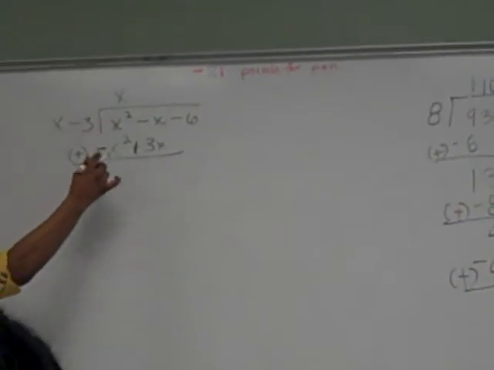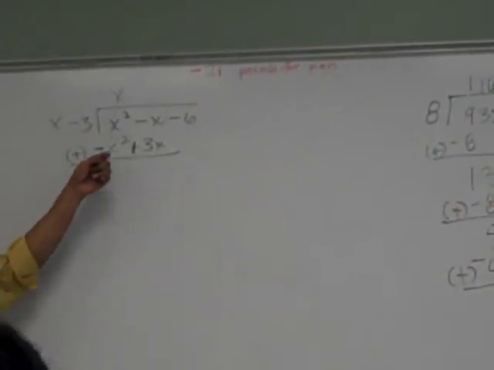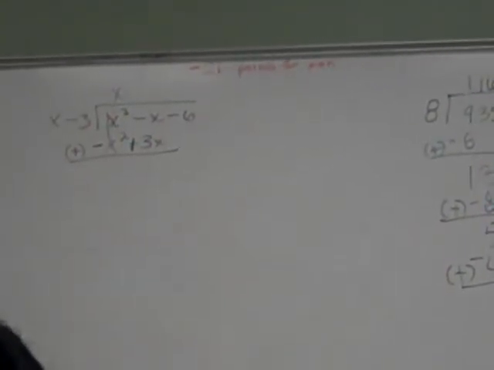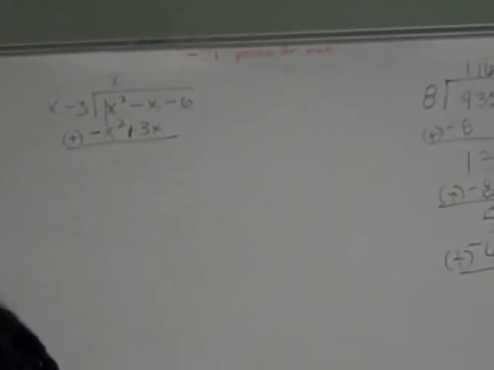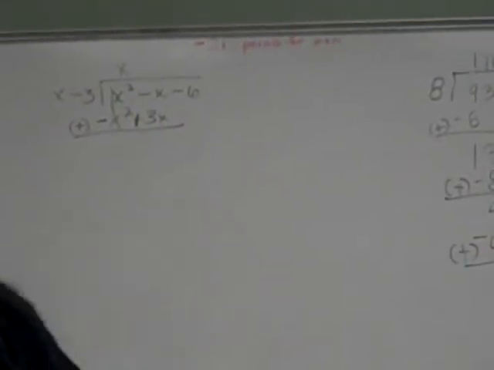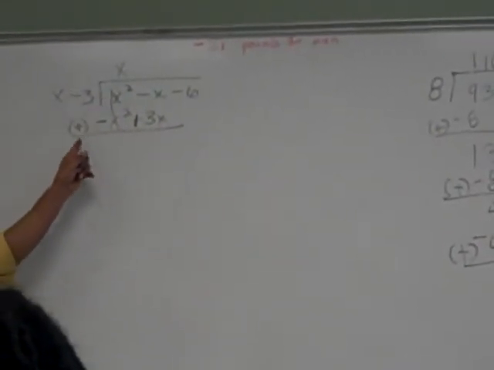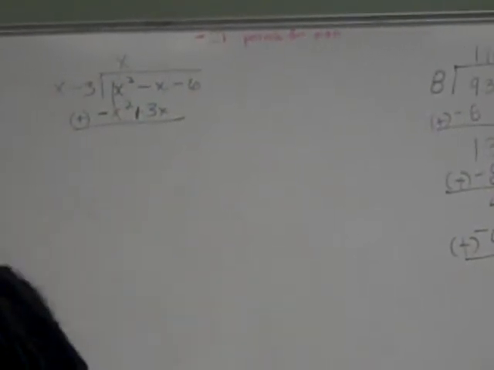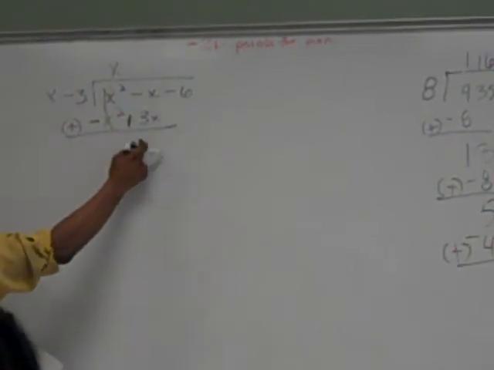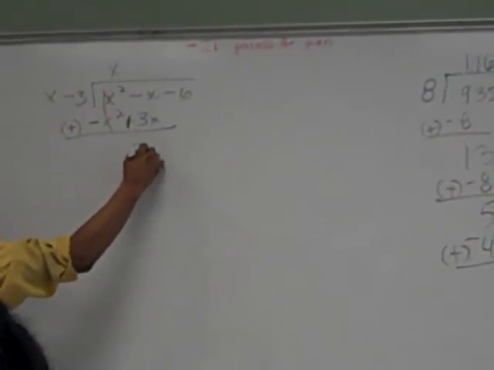Now, what happens to my first term right here? It cancels out. If it cancels out, you know you're on the right track. If it does not cancel out, stop and start over. If the first terms cancel out when it's time for you to subtract, then you know you're on the right track, okay? All right, now, what's my sum here? 2x. Very good, 2x.